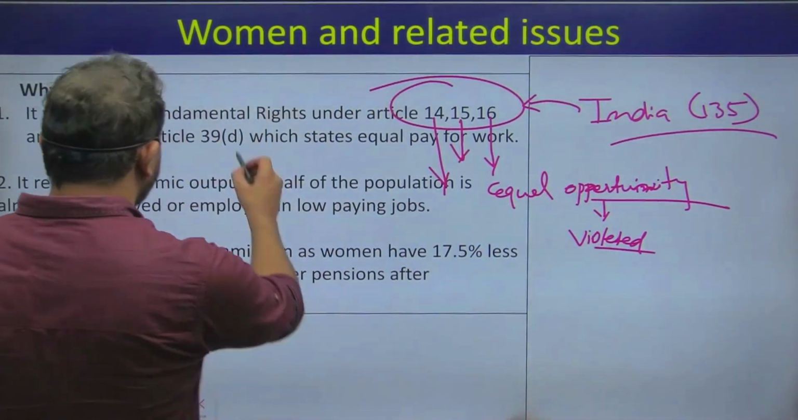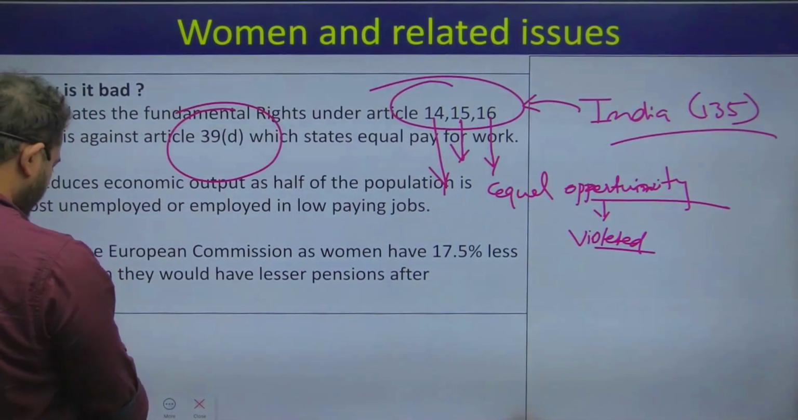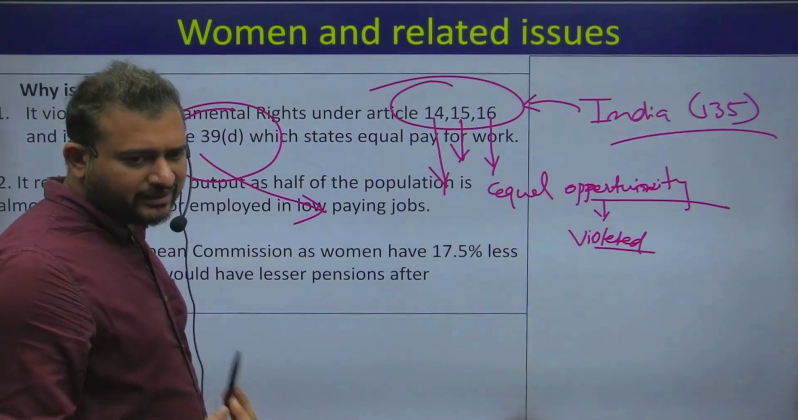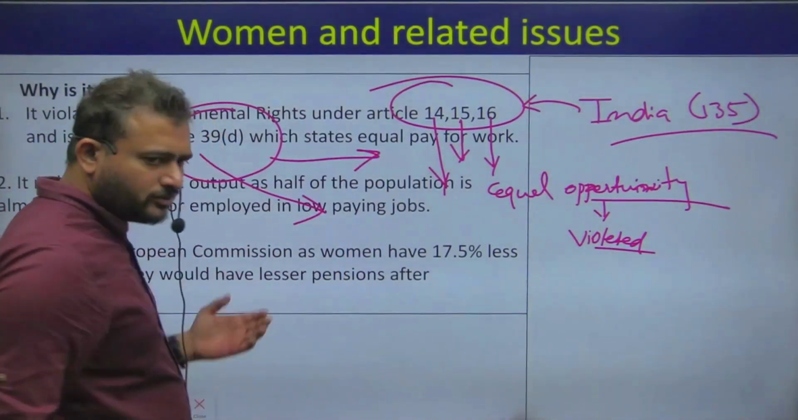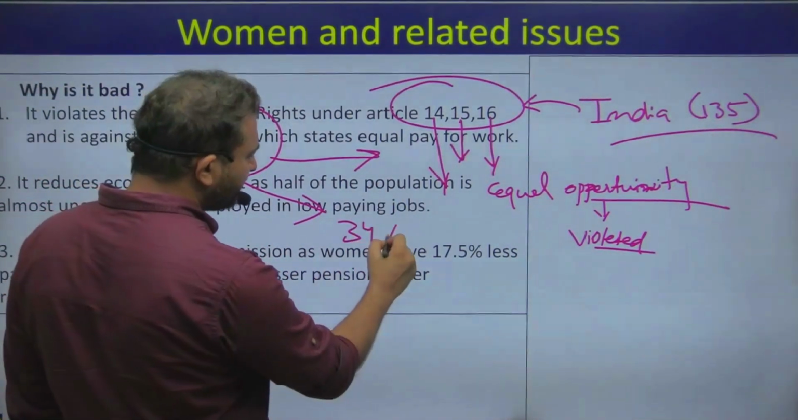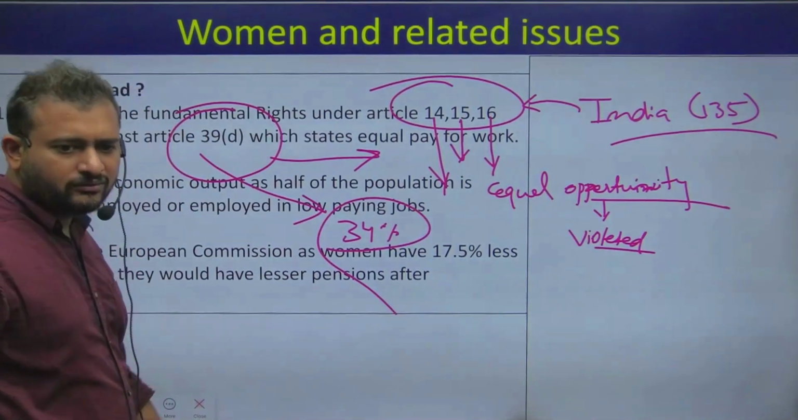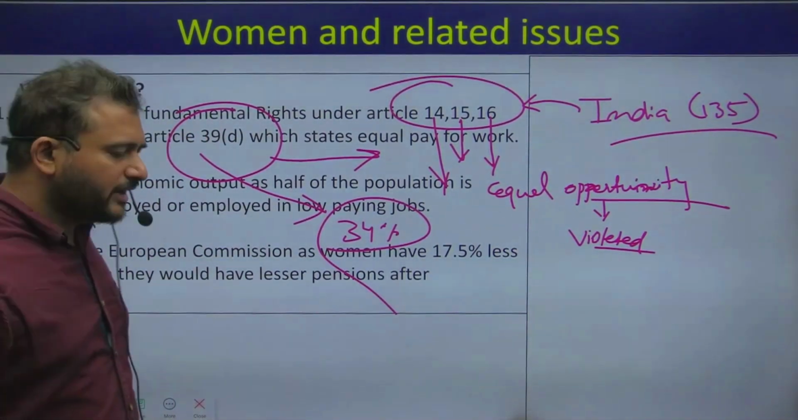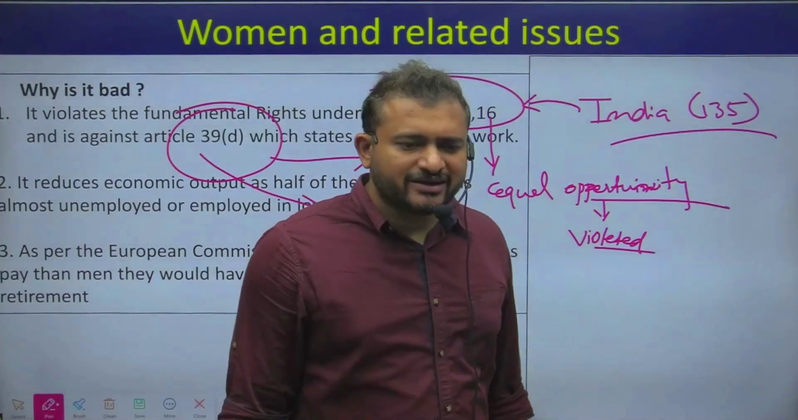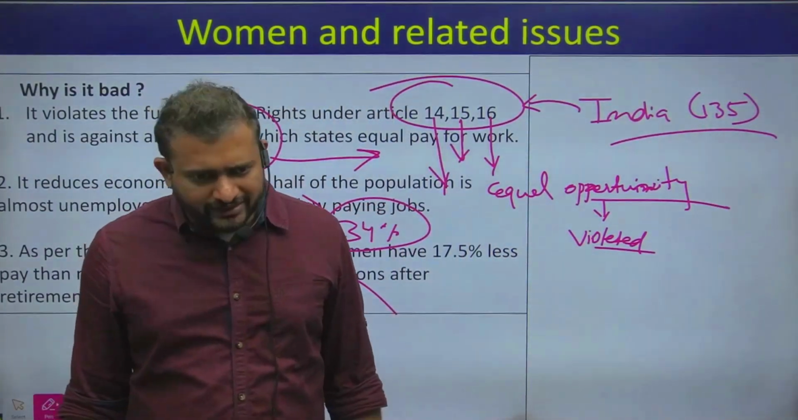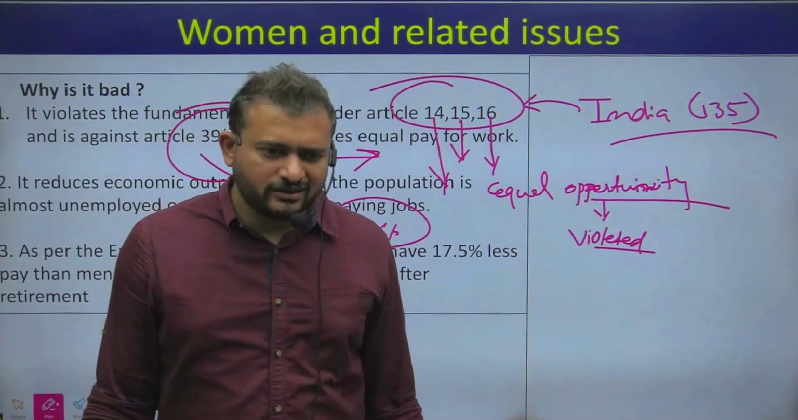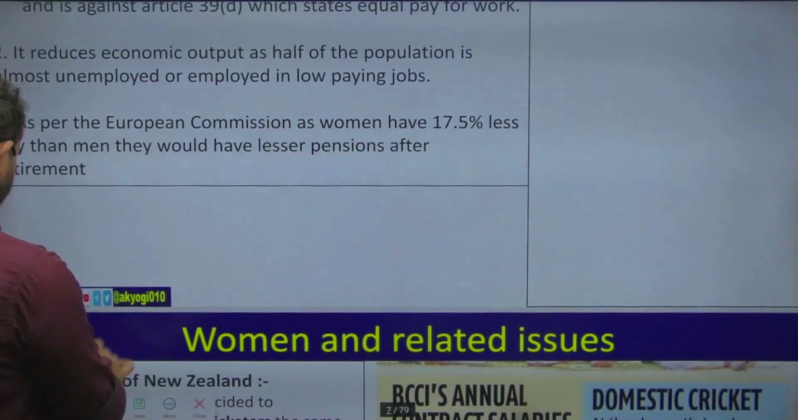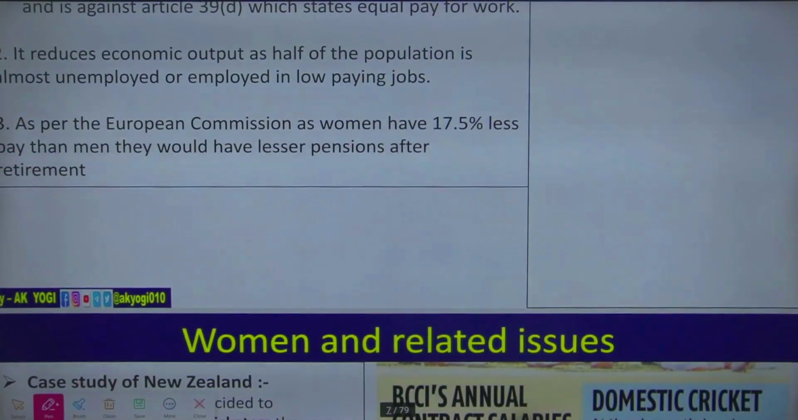Apart from that, there is Directive Principle 39D, where it says equal payment for equal work for male and female. Even that is not the case, because females are getting 34% less than men for the same work. That is something where patriarchy is reflected not just in our society but also in economic organizations. Patriarchy is being followed. As per the European Commission, women earn 70.4% of what men do.